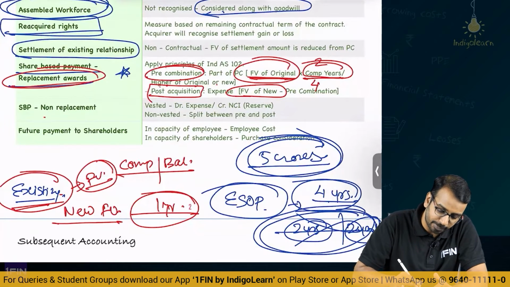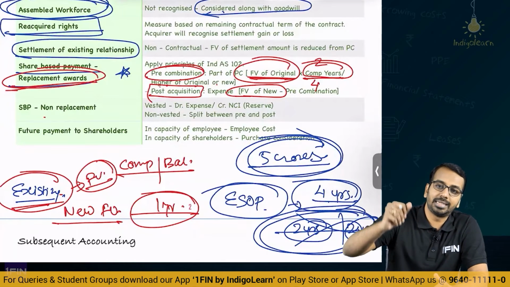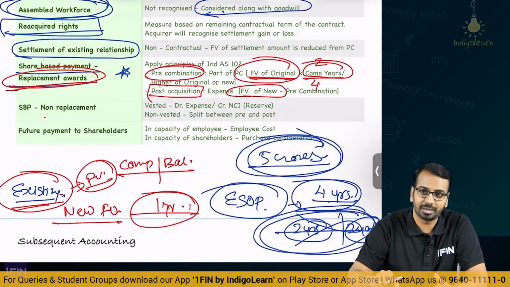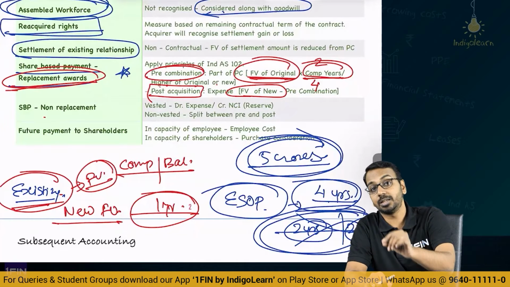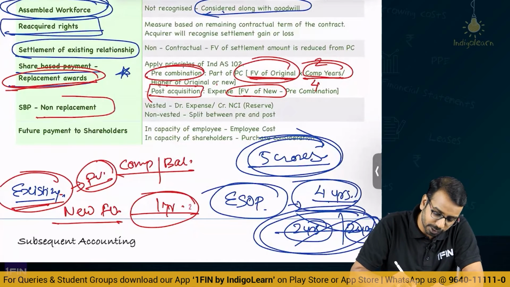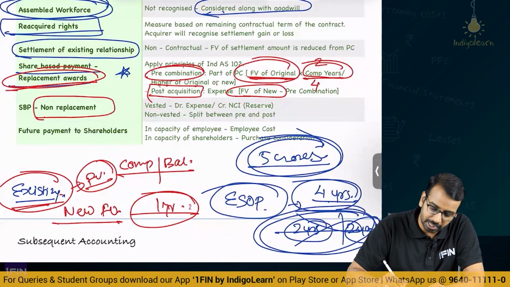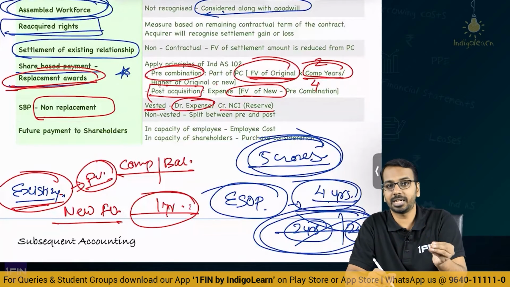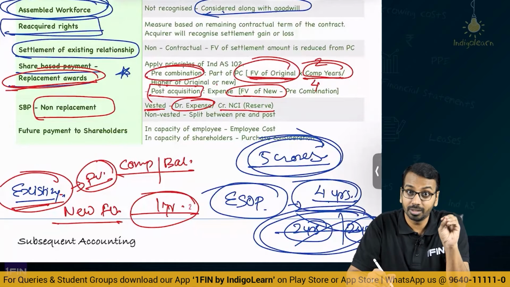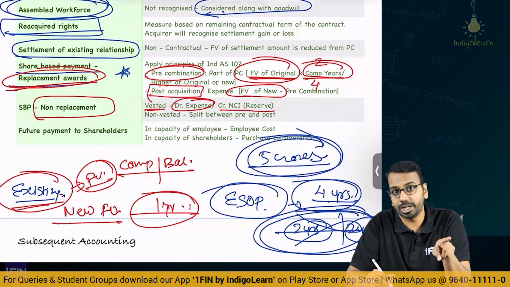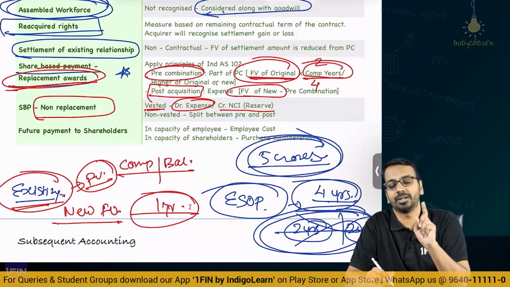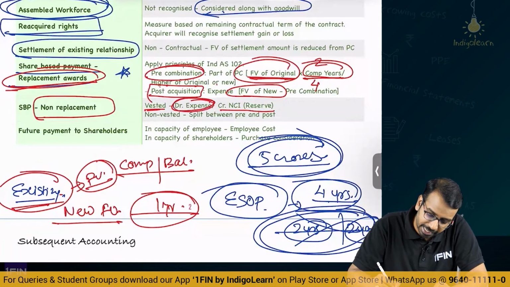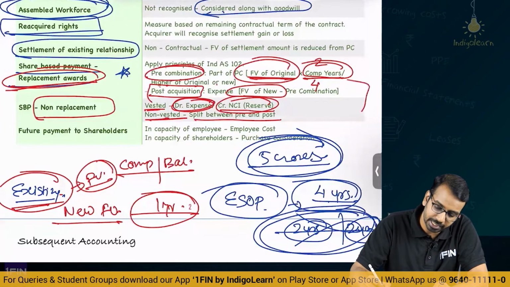Then if this is for a replacement award, it means I cancelled the existing award and I gave a new award, that is a replacement award. If it is a non-replacement award, then what do we do? If it is already vested, I will debit the expenses and I will credit NCI as a reserve. So why NCI? If it is vested, it means you have to issue shares of the existing entity. Now, if you issue shares, they become a part of your non-controlling interest. So, you will debit expenses and you will credit NCI. If it is non-vested, then you will split between pre and post on similar lines.